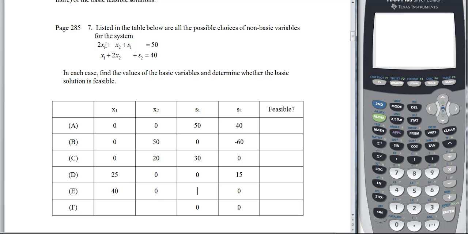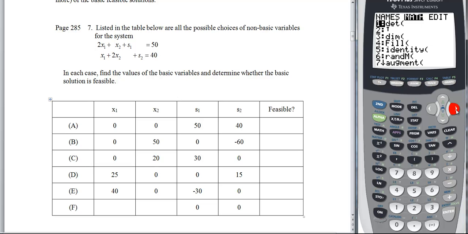Now I got to go to the first one. If this is 40, that would make that 80. This is 0, so I've got 80 plus s sub 1 equals 50. That would give me a negative 30. This one, when s sub 1 and s sub 2 are 0, I've got two equations, two unknowns. Let's go do the RREF. So I have 2, 1, 50, 1, 2, and 40.